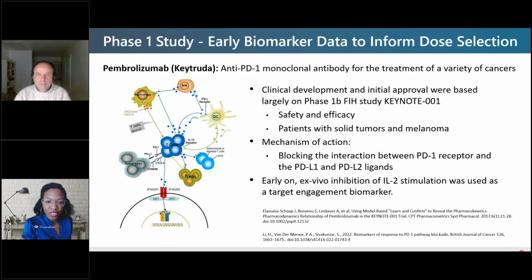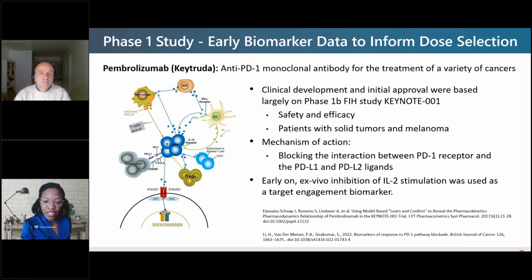Modeling and simulation were used extensively throughout development to support dose selection and characterize the clinical pharmacology of pembrolizumab. This included using biomarker data early on to inform the dose range to be investigated in the pivotal cohorts of the study.